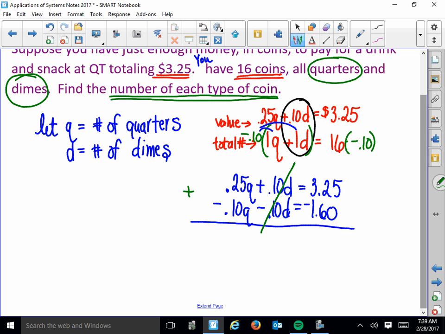25 minus 10 is 15, so I have 0.15Q equals $3.25 minus $1.60, which is equal to $1.65. To solve for the number of quarters, I need to divide by 0.15. And that gives me 11 quarters.